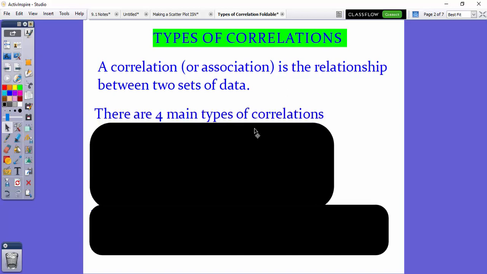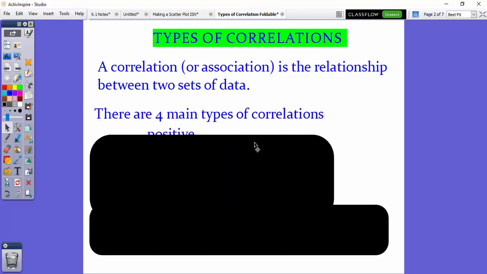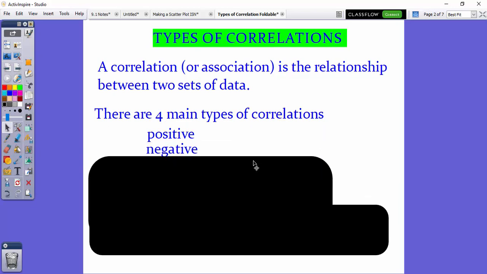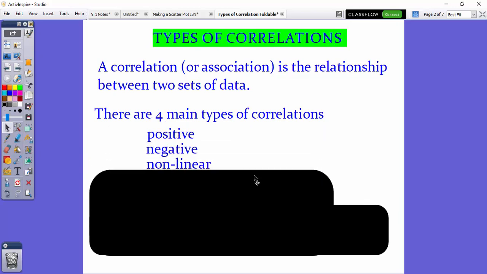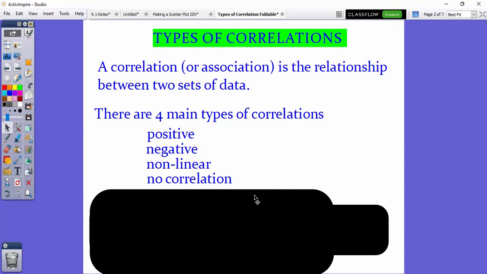There are four main types of correlations. We can have positive correlations, negative correlations, nonlinear, and no correlations at all, which would mean the two variables are not related or the two data sets are not related.